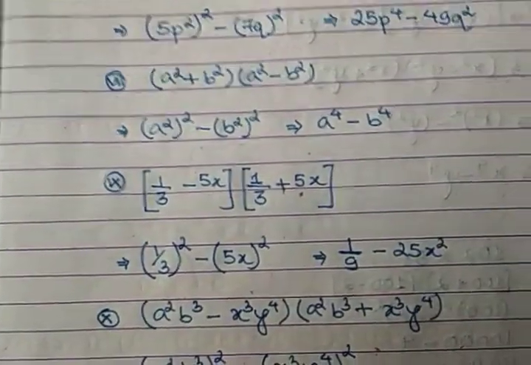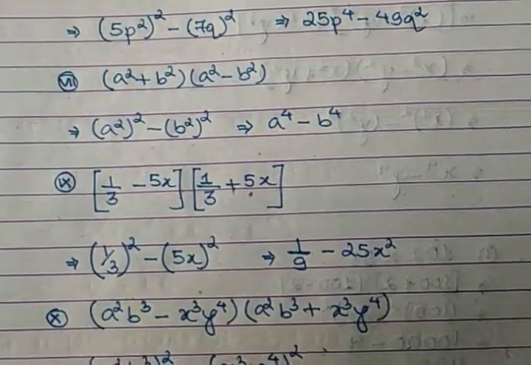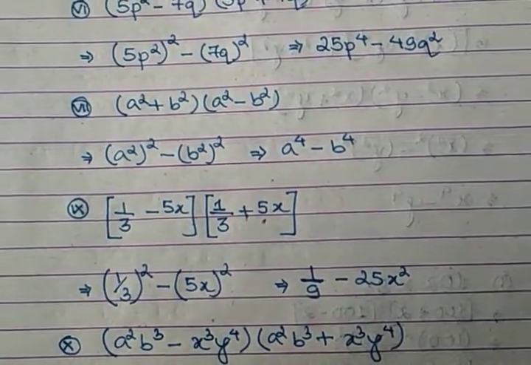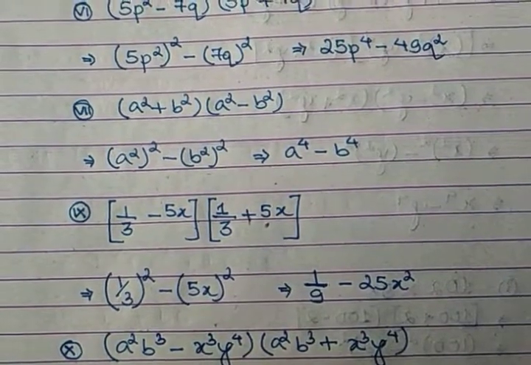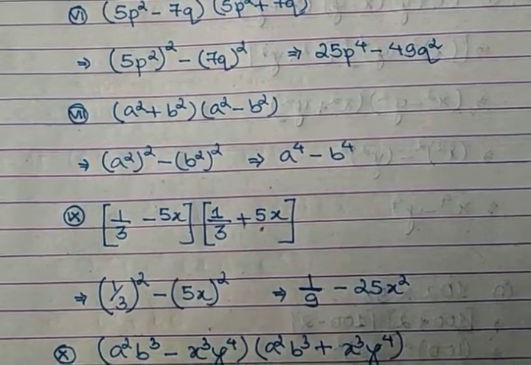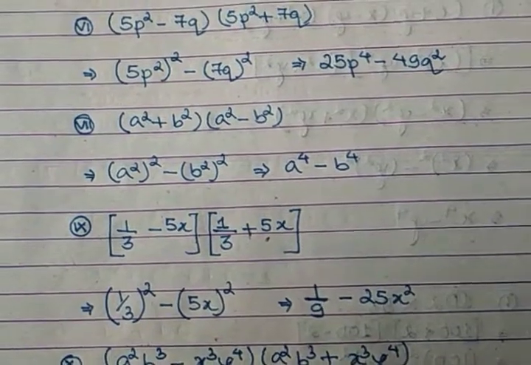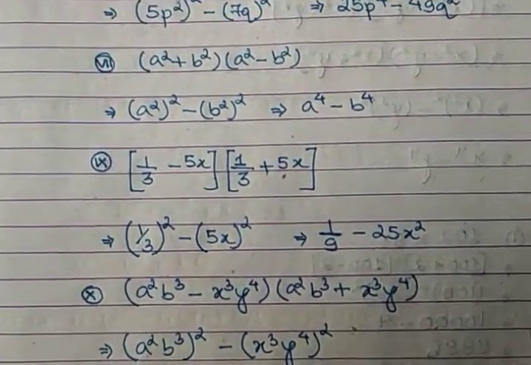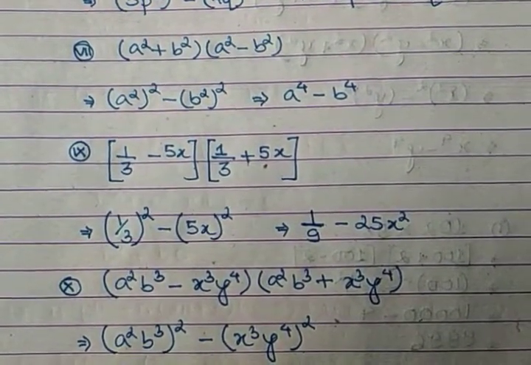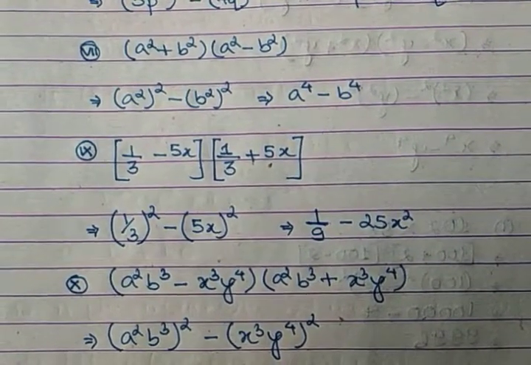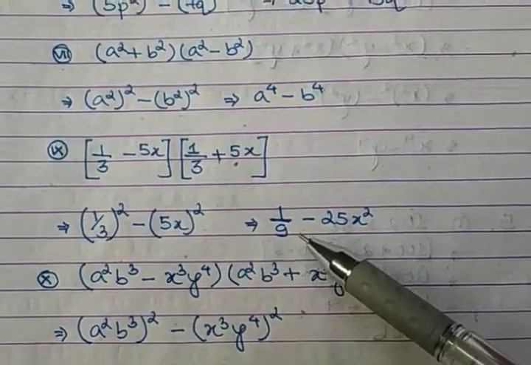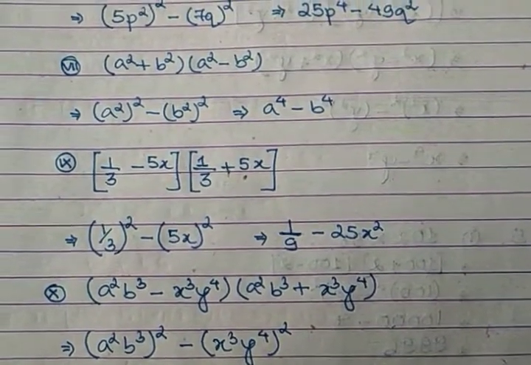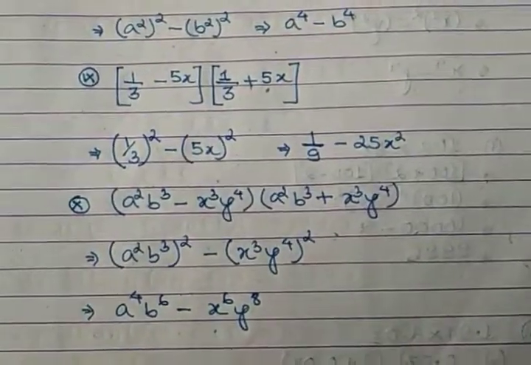One more question I have done is for the fractional form as well. (1 by 3 minus 5x) into (1 by 3 plus 5x). For fractional forms also the same thing. If you have multiplication of binomials with the first term and the second term same, with just opposite signs, this identity is applicable there. So 1 by 3 square, that is a square, minus b, (5x) square. So 1 by 3 square is 1 by 9, minus 25x square. I hope you get that, isn't it?